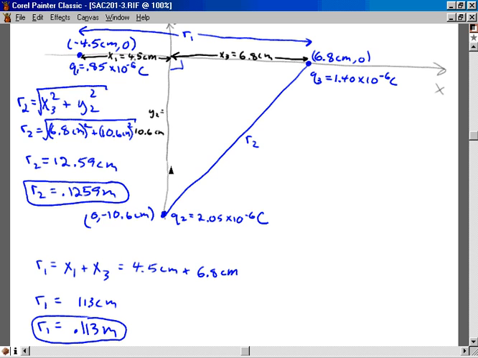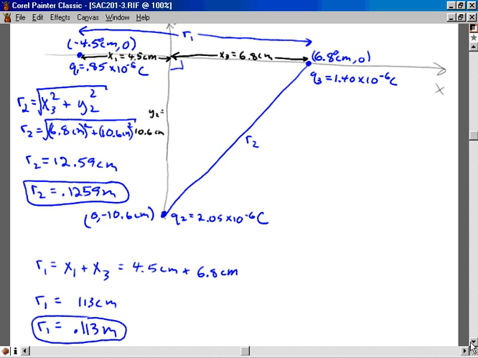Values were all given to 3 sig figs. Even that one was actually 6.80 centimeters. So I want to get the answer to 3 sig figs. To do that, I'll carry 4 sig figs in the intermediate results.